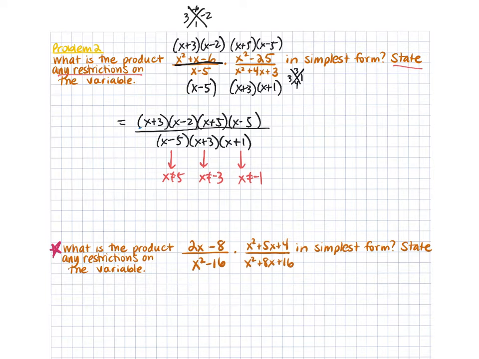Now we can cancel. X plus 3's cancel, x minus 5's cancel, and that's it. So we're left with an x minus 2 on top, an x plus 5 on top, an x plus 1 on top, and x cannot be 5, negative 3, or negative 1.